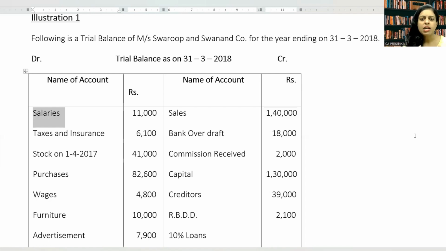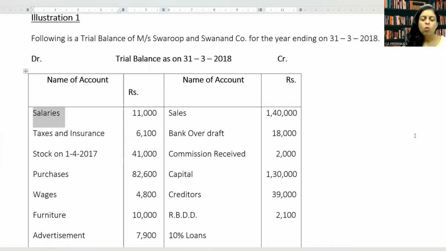This is one thing. The second thing that you need to remember is that adjusting entries are just like a fresh transaction. It's a new transaction to you. So each adjusting entry will have two effects: one, a debit effect, and another, a credit effect.